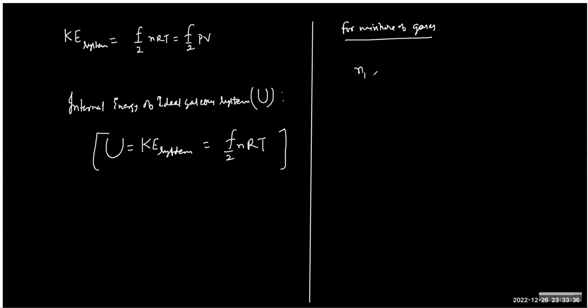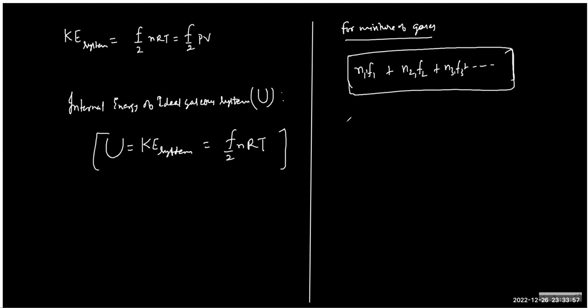you may have N1 moles of one kind of molecule with degree of freedom F1, N2 moles of F2, N3 of F3, okay. So if such gases are kept in a vessel, in a container, what is the total internal energy of the system if the gas temperature is maintained at T, which means the system is at thermal equilibrium with temperature T? Once you know the thermal equilibrium temperature, you can actually write the total internal energy. So what will be that value?